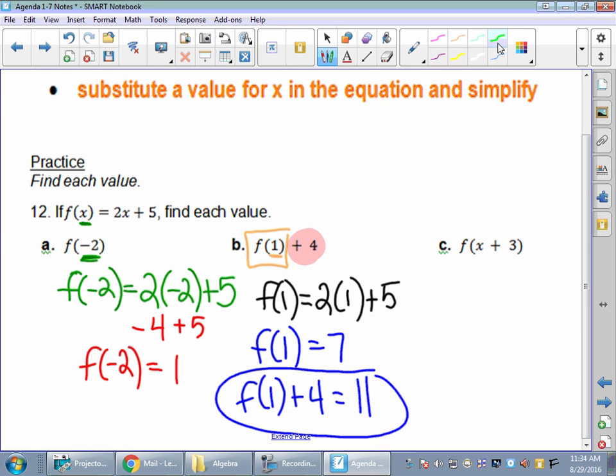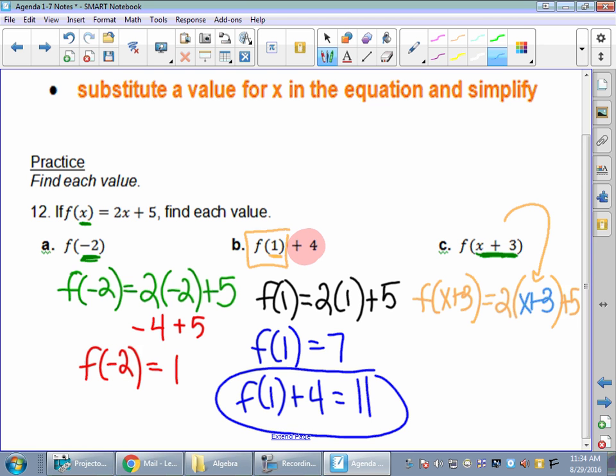I like example C the best. Find f of x plus 3. Notice how x plus 3 is all in the parentheses. So that means wherever I see an x, I'm going to substitute in an x plus 3. It's going to look weird. So f of x plus 3 is equal to 2 times, instead of putting an x, I'm going to put the other stuff. So I'm going to put this x plus 3 inside there.